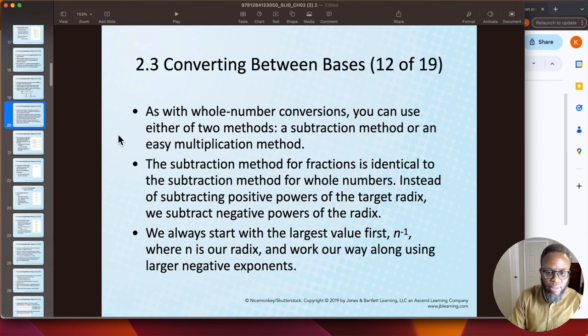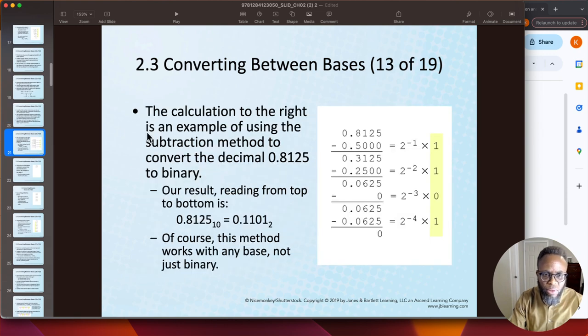We can skip this slide, just talking about converting between bases. There's the subtraction and the division method. Again, I said I prefer the divisional method because it's a little bit mechanical and easier to understand, but you all can read through that.